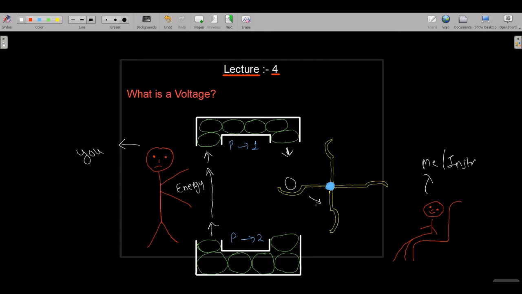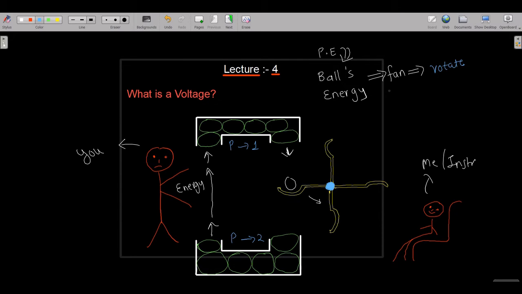So what you saw is that we provide certain energy to the ball. Since we are providing energy, we can say that the ball has potential energy. As soon as it falls on the fan, what you saw is that the fan began to rotate.